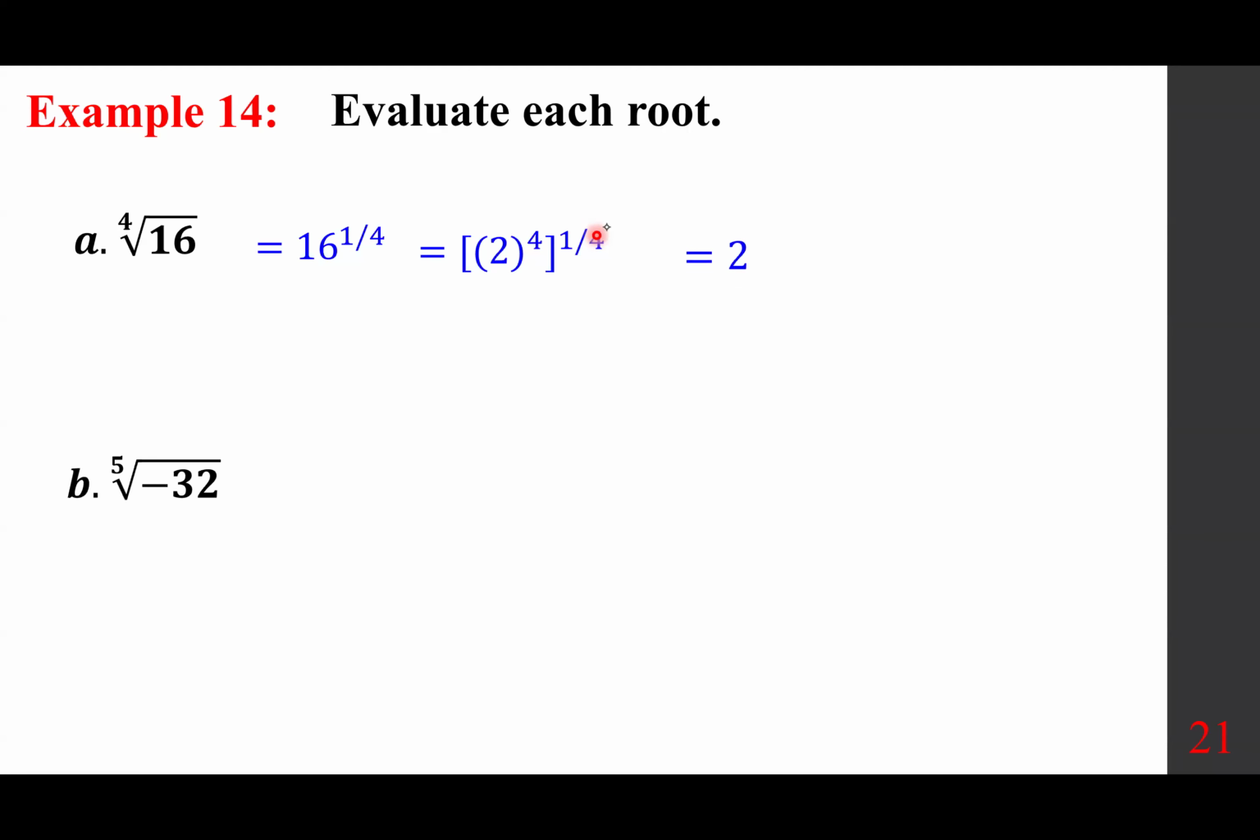What about the fifth root of negative 32? Notice that negative 32 is negative 2 to the power of 5. And this means 1/5, right? The product of these two is 1. So the answer is negative 2.